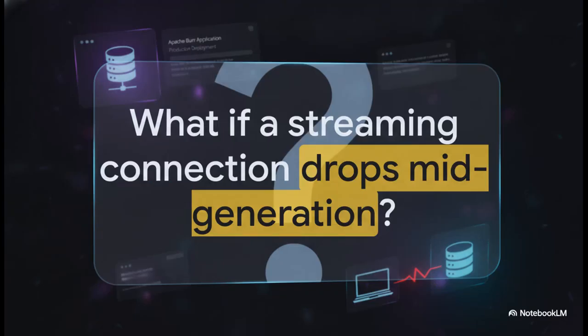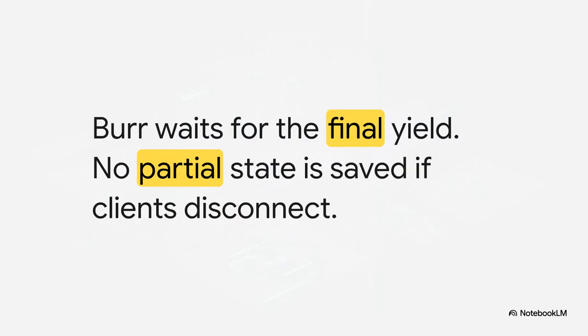Which brings up a very practical question for any software engineer. What happens if a streaming connection drops mid-generation? The user closes their laptop or the network flakes out. Doesn't that corrupt the database? It's a super common production failure. But Burr's design actually protects your infrastructure automatically here.